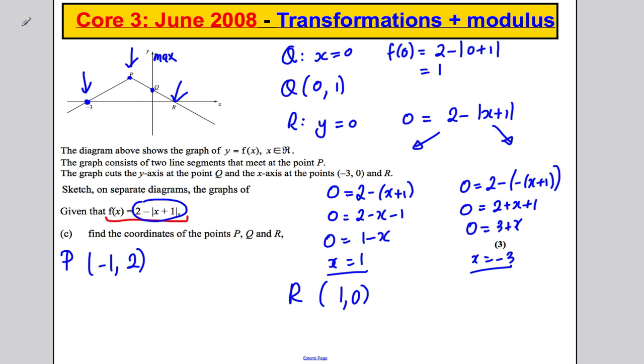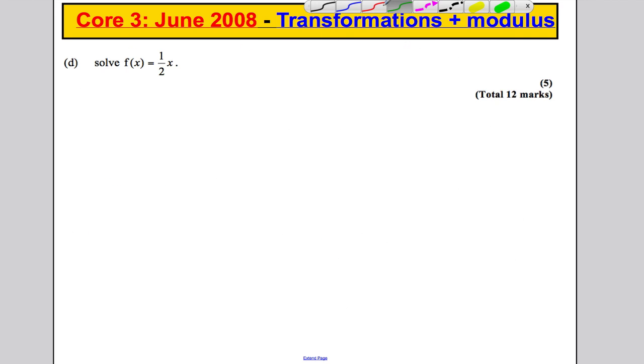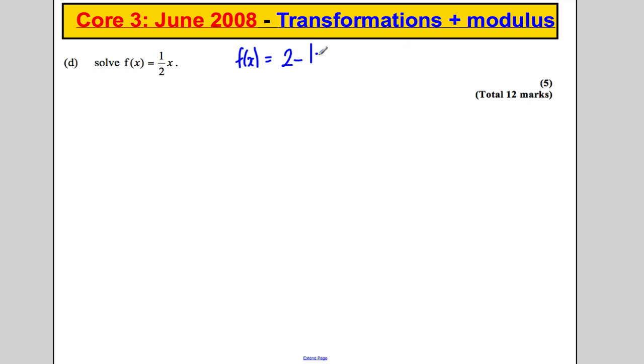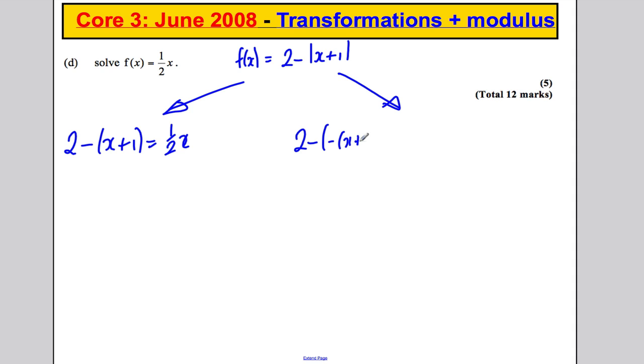Okay, and the last part, part D, solve f of x equals a half x. We're solving where this graph is equal to the graph of half x, and the graph of half x looks something like this here. So it's going to have a solution here, and one down here at some point. Let's remind ourselves what f of x was. f of x was 2 subtract the modulus of x plus 1. If we're solving this equal to half x, there are two things to solve. We solve where 2 subtract the positive of this equals a half x, and where 2 subtract the negative of this equals a half x, just by the definition of modulus.